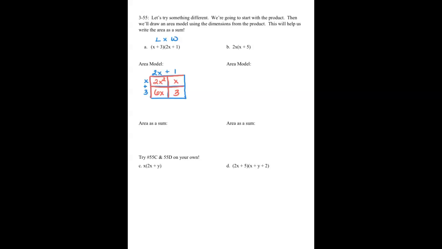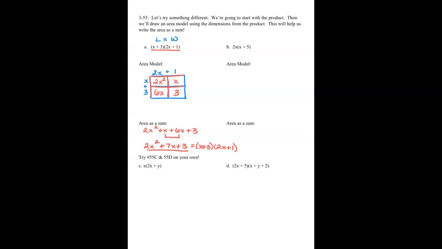How do I write the area as a sum? It's the sum of all the parts: 2x squared plus x plus 6x plus 3. And then I should combine these two together for a simplified area of 2x squared plus 7x plus 3. And of course, that is equal to the original area written as a product of x plus 3 times 2x plus 1. These generic rectangles are helping us multiply this product and figuring out what its equivalent sum is.